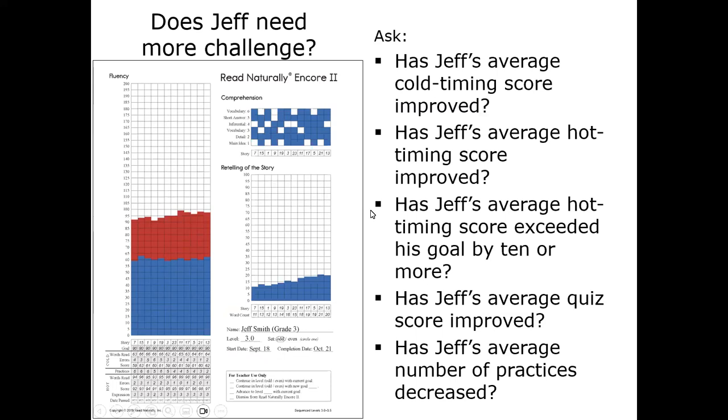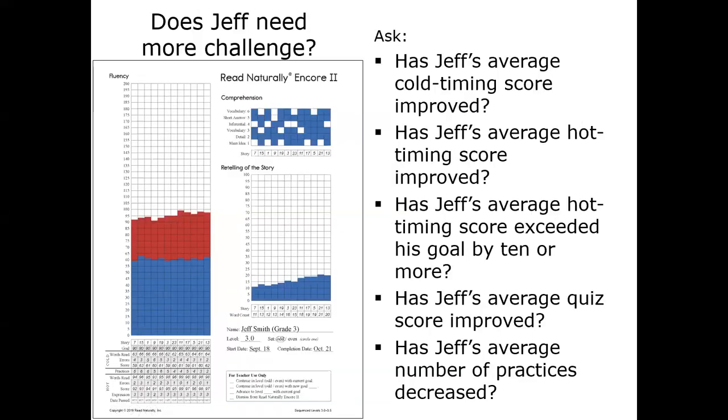His quiz has gotten quite a bit better. Look at the first 3. He got 2 wrong on each, 2 out of 6 wrong. So he had 4 out of 6 correct. And now he's only getting 1 out of 6 wrong. So he's making quite a bit of progress with his quiz. And his practices have been cut in half. He was practicing 6 times on average, and now he's down to 3.